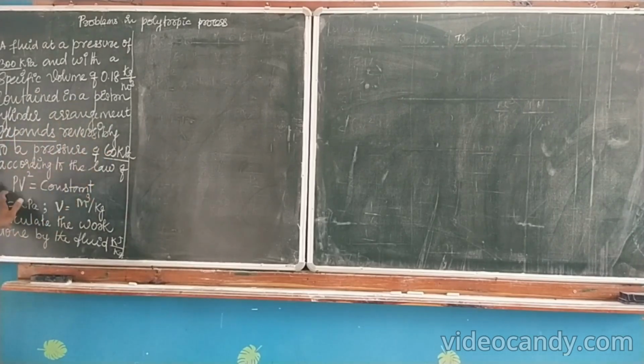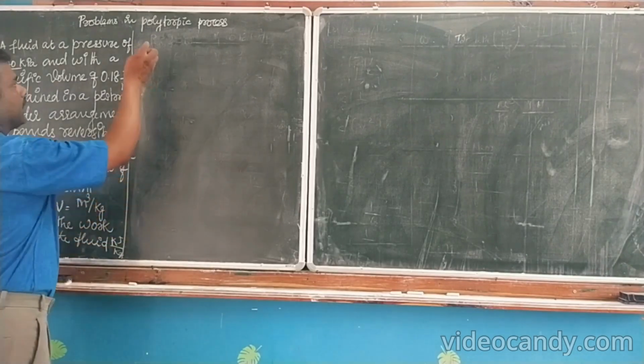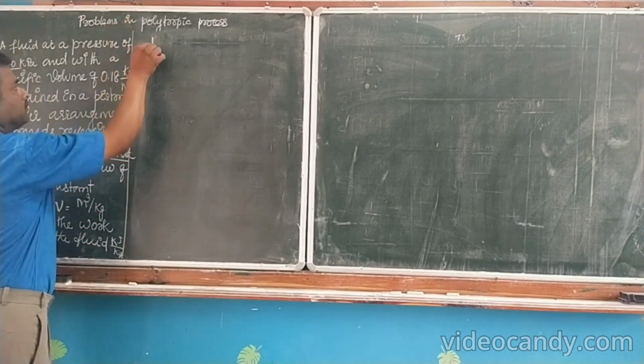According to the law PV square is equal to constant, where P is pressure in kilopascal and V is specific volume in meter cube per kg. Calculate the amount of work done by the fluid in terms of kilojoules per kg. Clear? Right. What are the given data?